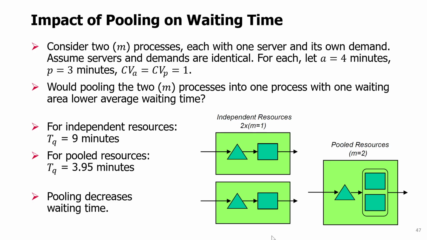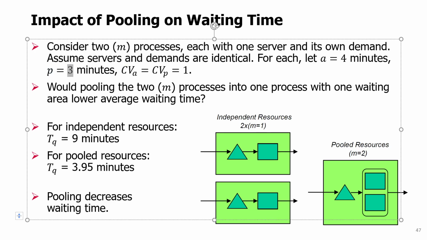Notice that, in fact, the pooling doesn't change the utilization. In both cases, in the separate systems, the utilization was 75%. It was 3 minutes over 4 minutes, 75% when they were independent. And in this case, it is still 75% because it is 3 minutes over m times a, and m is 2 servers, times a changes to 2 minutes, so it still is 4 in the denominator. It still will be 75%.